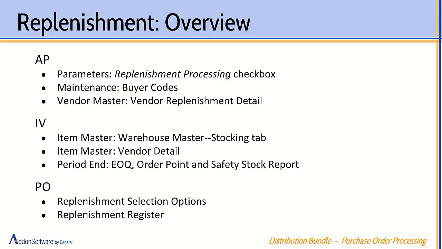Data is configured in AP and inventory, and the replenishment tasks themselves are launched from purchase orders. So in AP, you have to turn on replenishment in the AP parameters, set up the buyer codes. Actually, you could do that in inventory if you wanted. We already talked about that in our configuration processing, if you'll remember, way back in session 1. And we need to assign buyer codes to each vendor.